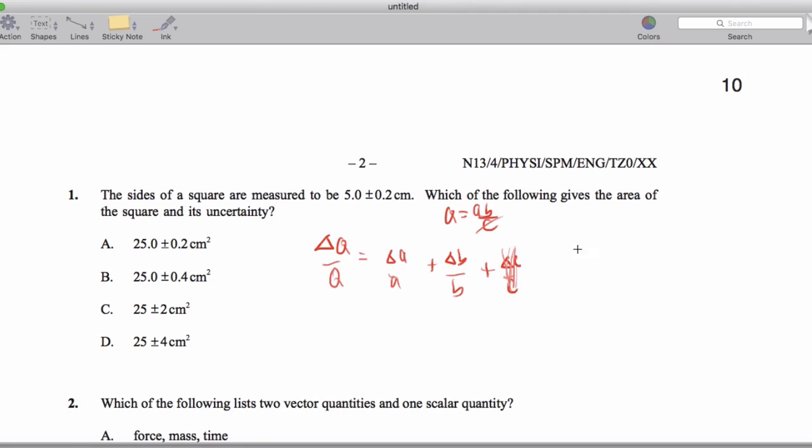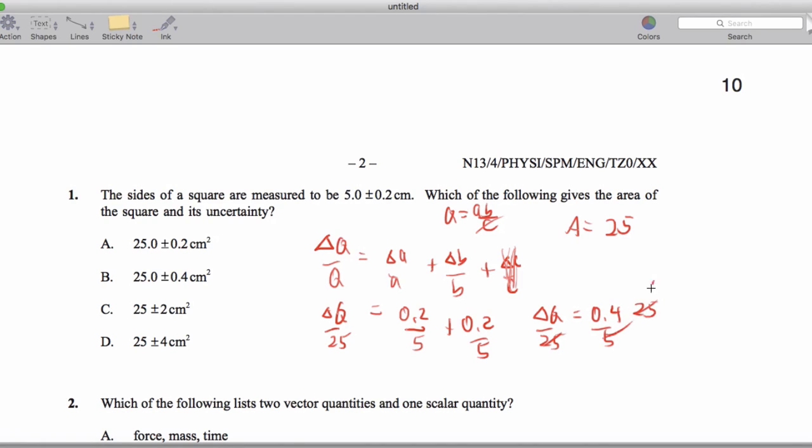So first, let's get the area. The area is going to be 5 times 5, which is 25. Now, as far as uncertainty goes, we're going to have delta Q over 25 equal to, for each side, the uncertainty 0.2 divided by 5 plus 0.2 divided by 5. And so we end up getting that delta Q over 25 is 0.4 over 5 when we combine. We'll multiply both sides by 25. 0.4 times 5 is going to give us 2.